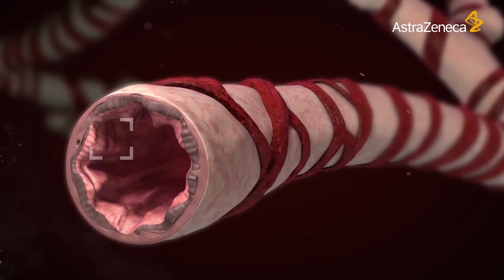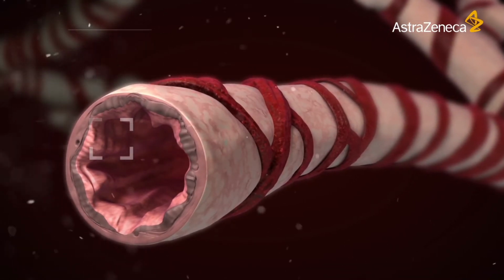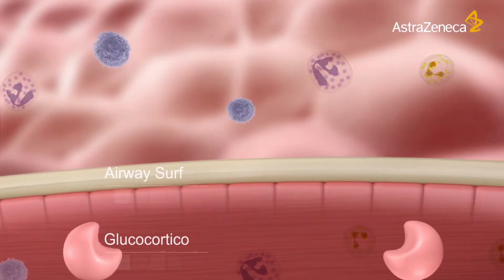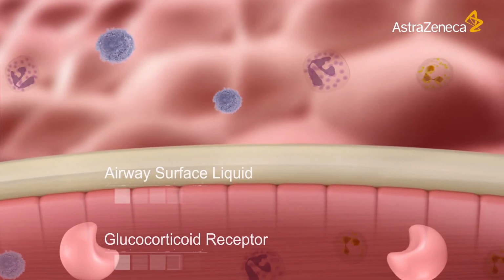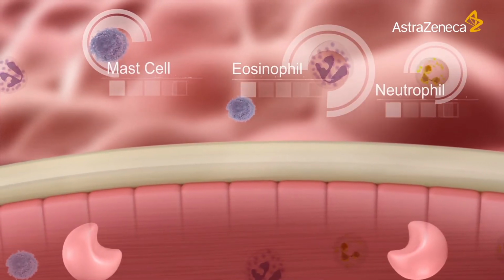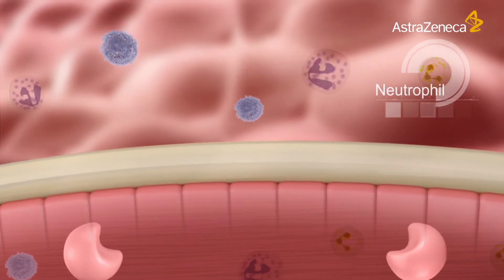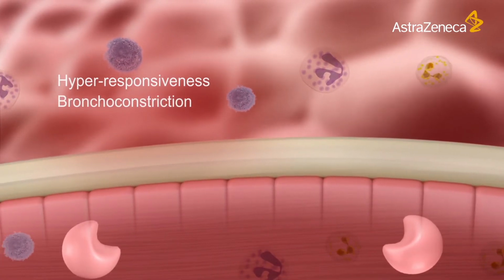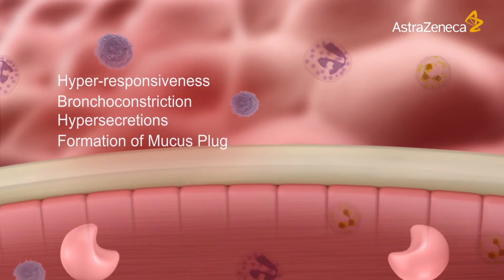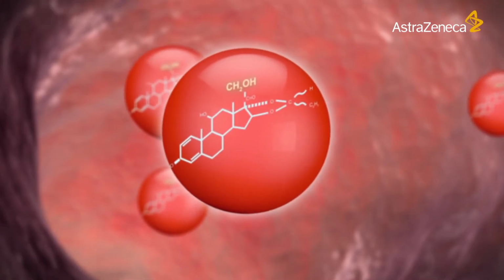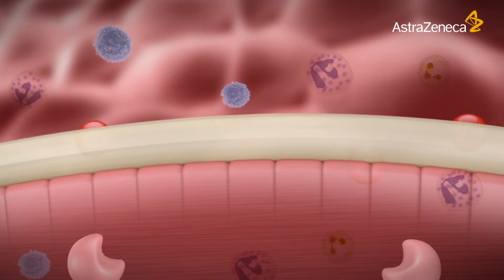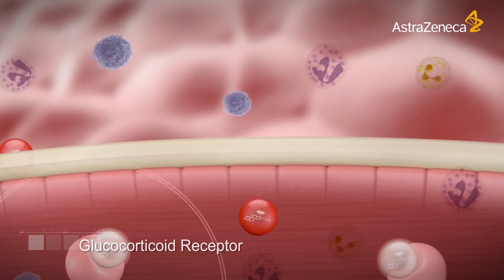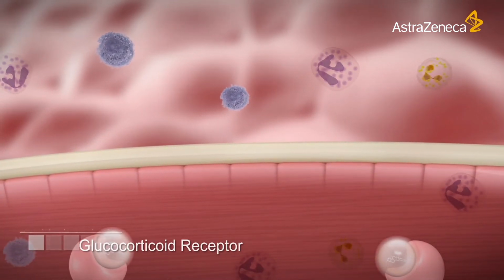Let's now understand the cause of asthma and COPD. Both are chronic airway diseases caused by inflammation. This inflammation is caused by the release of mediators such as mast cells, macrophages, eosinophils, and T lymphocytes, which can result in hyperresponsiveness, bronchoconstriction, hypersecretions, and the formation of mucus plug. An effective anti-inflammatory treatment is inhaled corticosteroids or ICS, such as budesonide, which targets the glucocorticoid receptors in the epithelial cells to reduce inflammation.